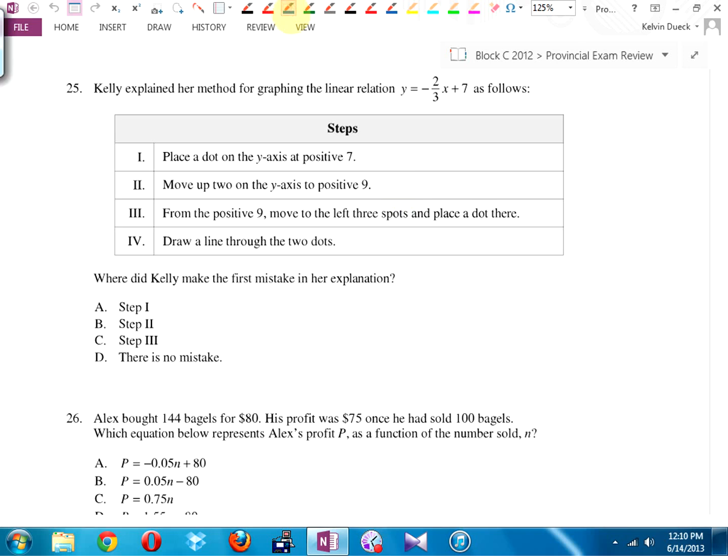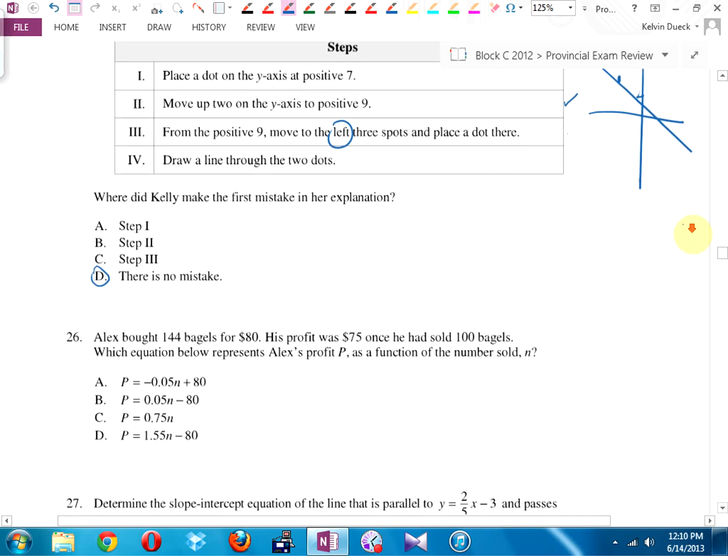So we looked at number 25. The reason the answer is D, this is a cheap question. Although technically she shouldn't move up, she should move down. The fact that she moved left, if you move up and left, you will still end up doing a nice negative slope. I think this is a dumb, cheap, stupid question. So I'm thinking bad thoughts about it.